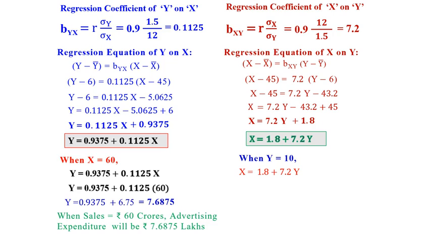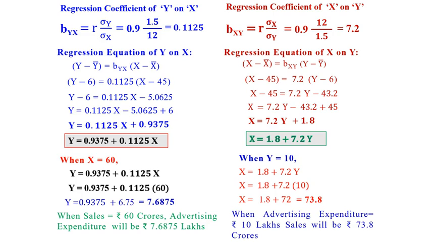So for this we have to use the x on y equation. Substitute the y value as 10 and simplify, we will be getting x equals 73.8. That means when advertisement expenses are 10 lakhs, sales will be 73.8 crores. So like this we have to solve. Okay, hope you understood this solution. In this problem, standard deviations are given instead of summation of xy, summation of x square and summation of y square. Therefore, as per the situation, we have used the required formula.